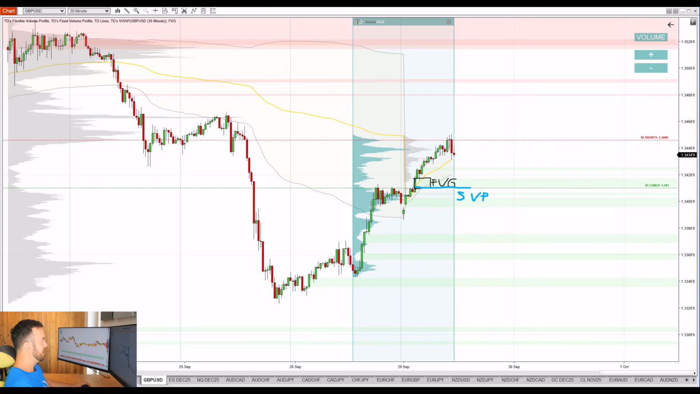So what we need to do now is just to wait for the pullback, and when the price reaches this place, then go long from there.